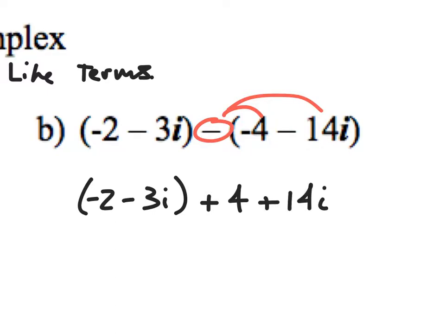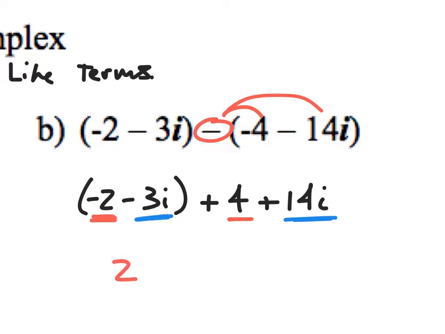Again, we have our real components of negative 2 and 4, and then we have our imaginary components, which are negative 3i and positive 14i. So we can combine those together, so negative 2 plus 4 is going to give me a positive 2.